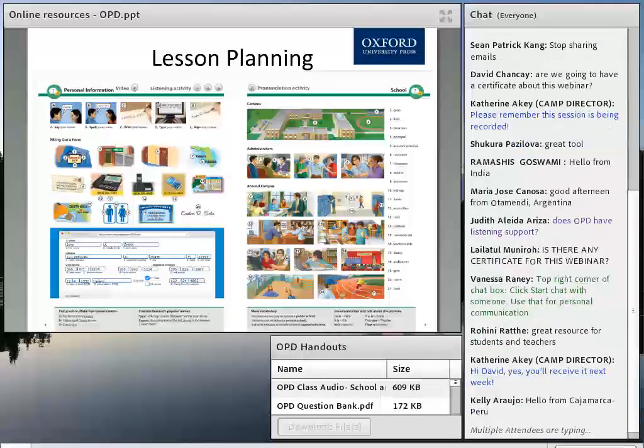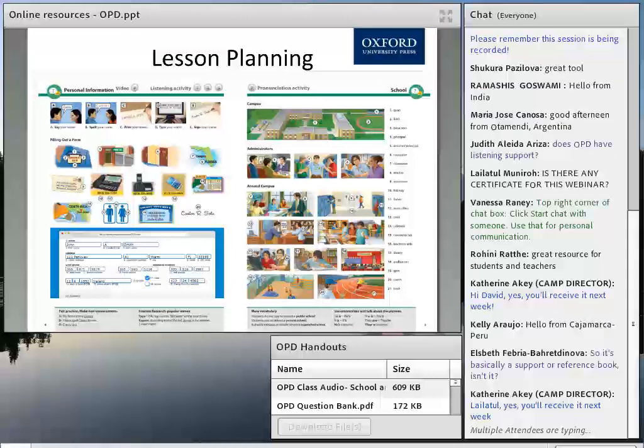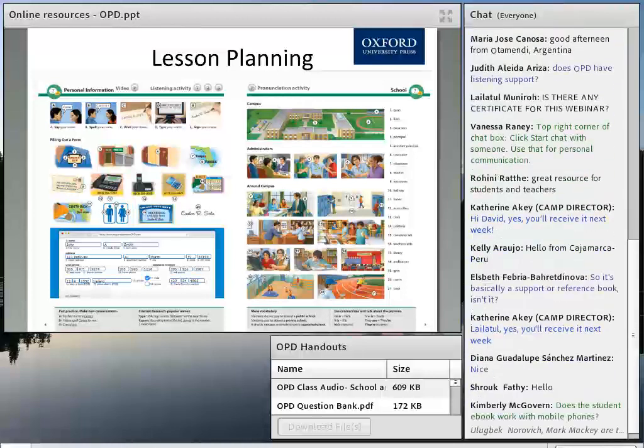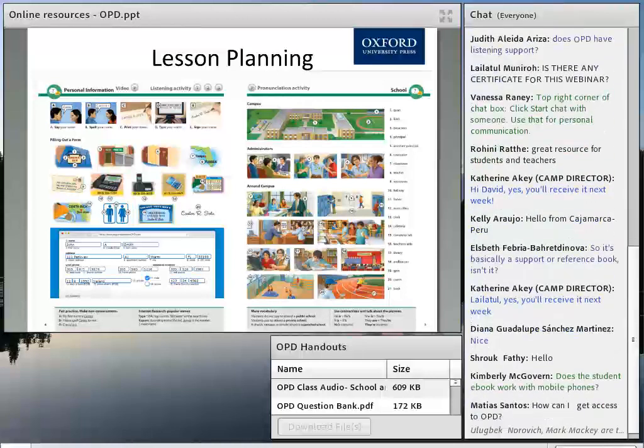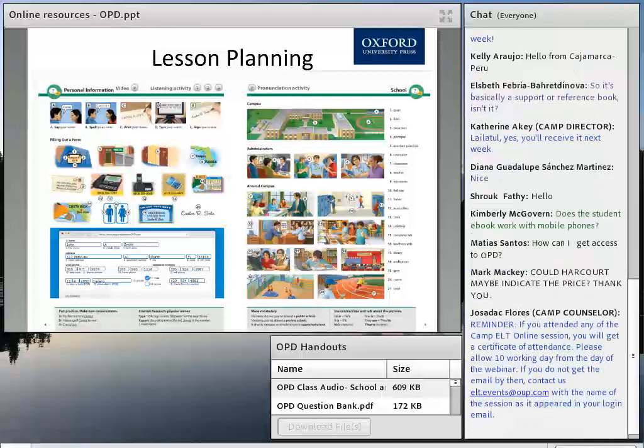So this is the page that we would need to teach, mainly on the left-hand side here, where it says personal information. And I'm going to make this bigger, don't worry. But I just wanted to orient you to what it would look like in the ebook. So this would be the page in the student ebook. Now let's go to our lesson plan, which we would obtain from the Teacher Resource Center.